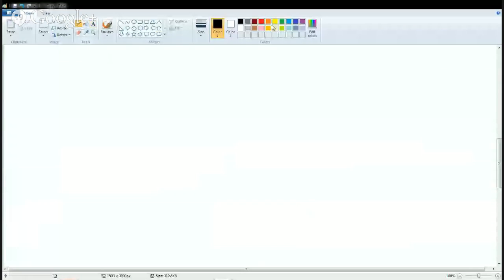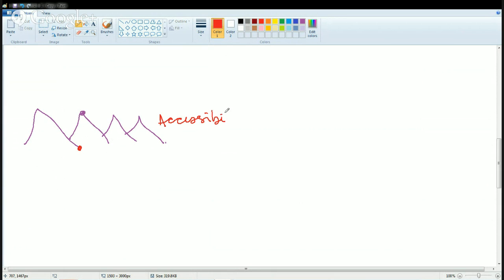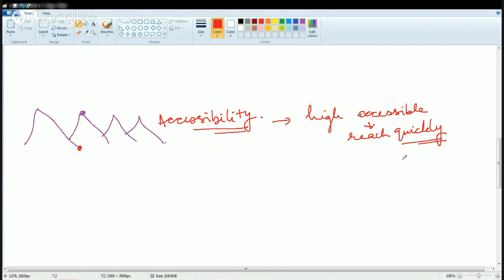Accessibility basically means how accessible a place is. For example, say there is a mountainous terrain. My accessibility of reaching the top of the mountain would be poor as compared to reaching the bottom of the mountain. So that is what is meant by the word accessibility. Accessibility is basically the ease of reaching any location. If a location is highly accessible, what does it mean? It means that you can reach there very quickly, or it's easier to reach that location.